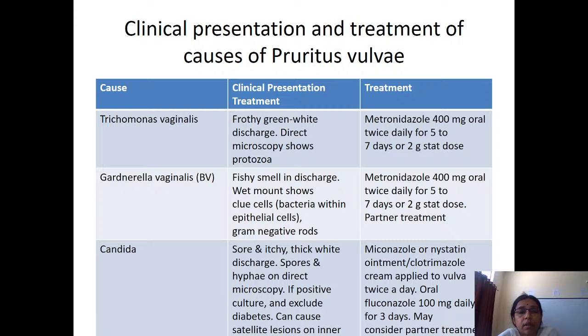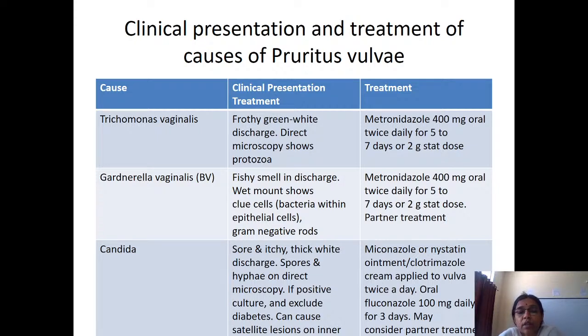And then the typical infections, trichomonas vaginalis, as we have been discussing, the woman will have a frothy greenish white discharge, and when we examine the smear, it shows the presence of flagellated protozoa, that is trichomonas vaginalis. So the treatment usually given is metronidazole 400 milligrams twice daily orally for 5 to 7 days, or else we can go for a single dose, that is 2 grams of metronidazole.